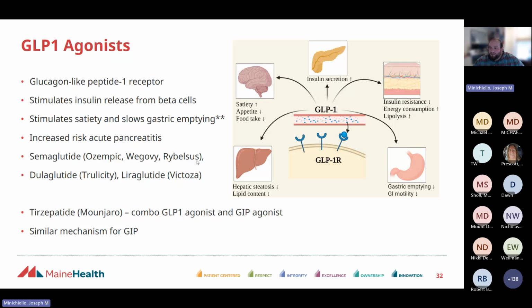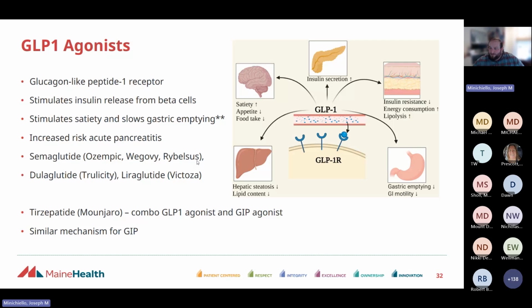Similar to semaglutide, there's dulaglutide. Trulicity is definitely out there as a big brand name. Victoza, liraglutide, is also out there as a big name. So just being mindful that these meds exist, knowing what your patients are on, knowing some of the big things that can happen for them because of those meds.